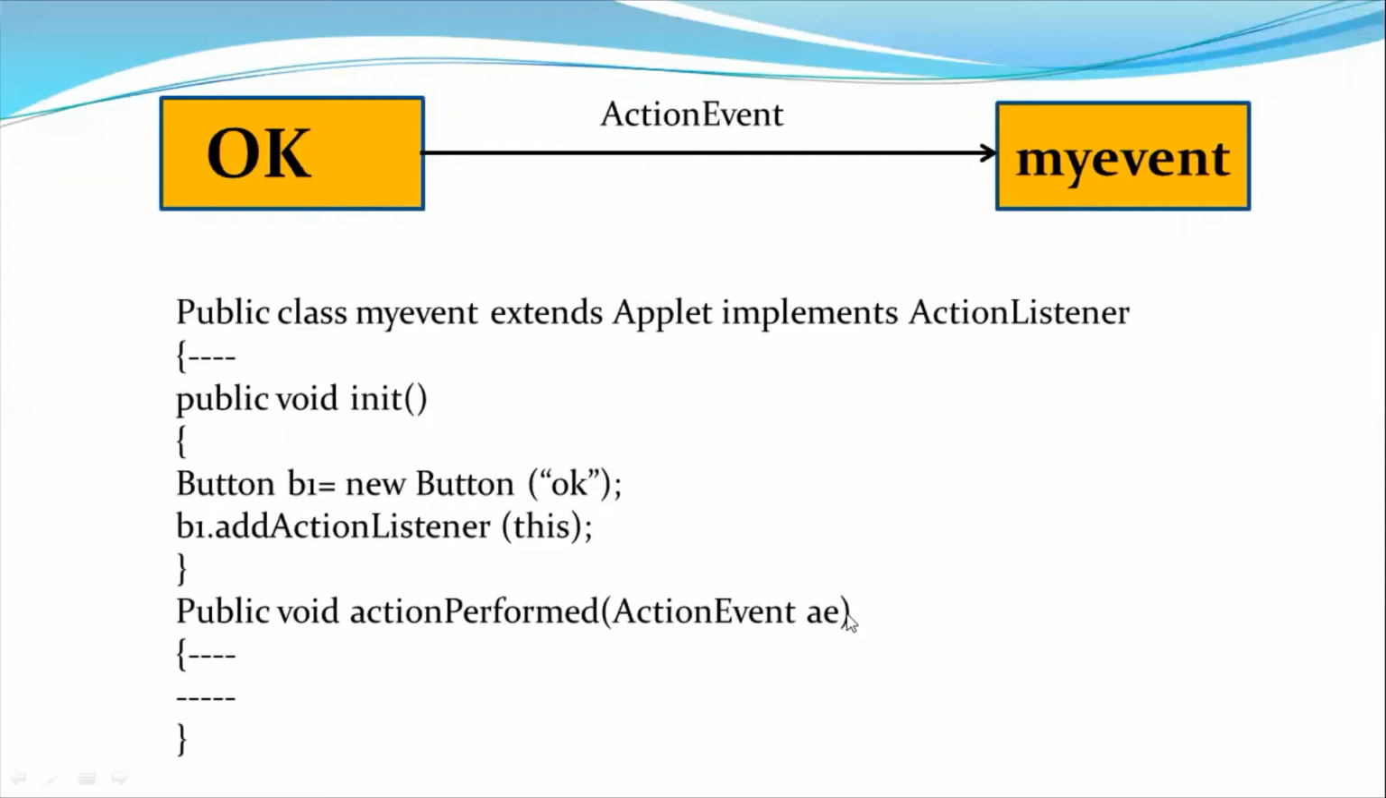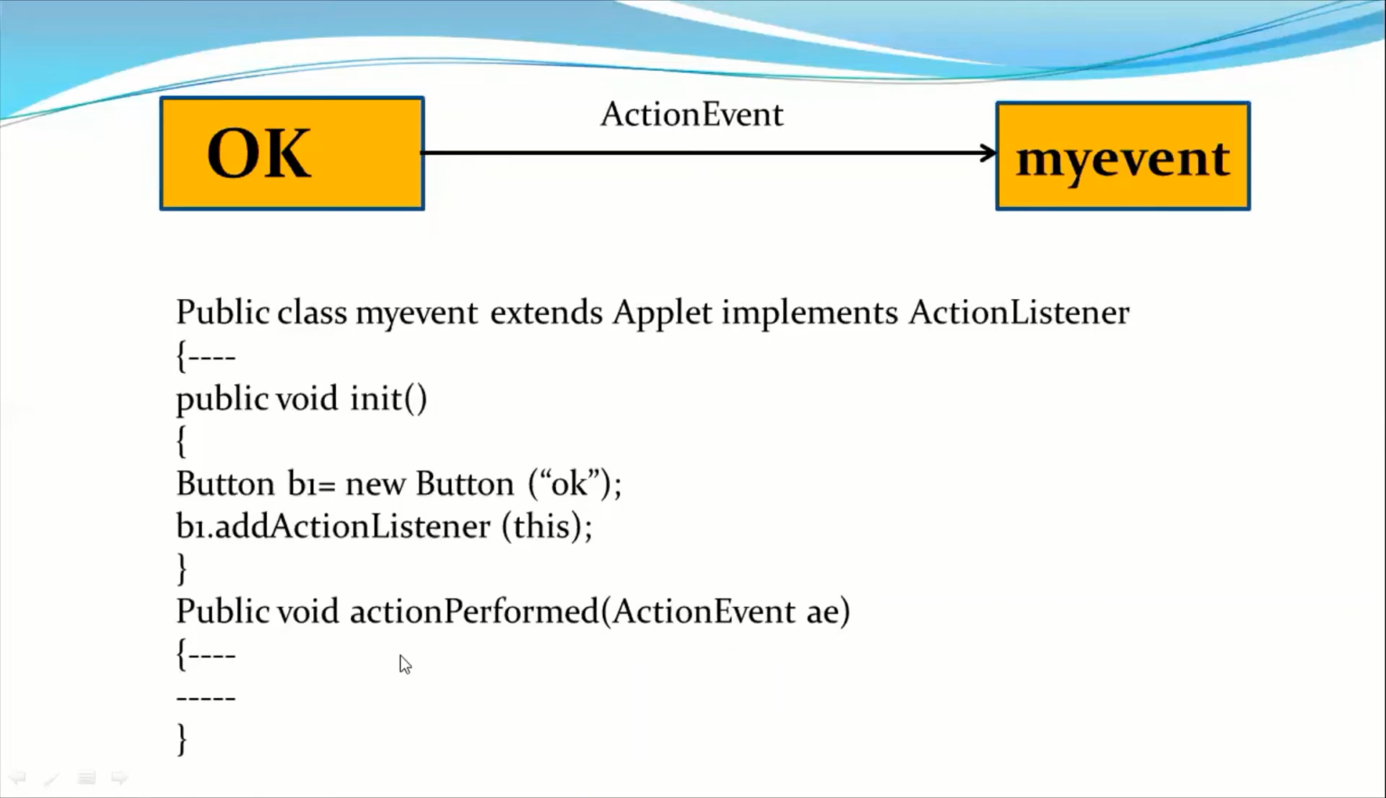Then ActionEvent AE. AE gives us this object. AE is the object of which class? The ActionEvent class. And this object gives us information about the event and the source. Here the event is the action event and the source is the button. So we'll get the information of source and event through this AE object.